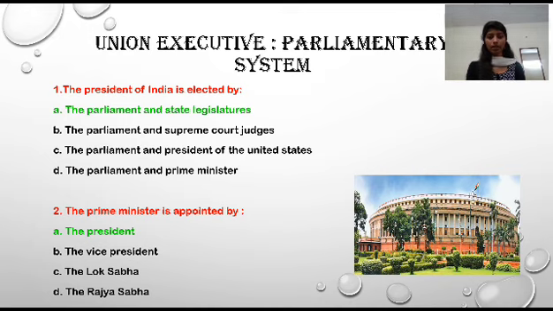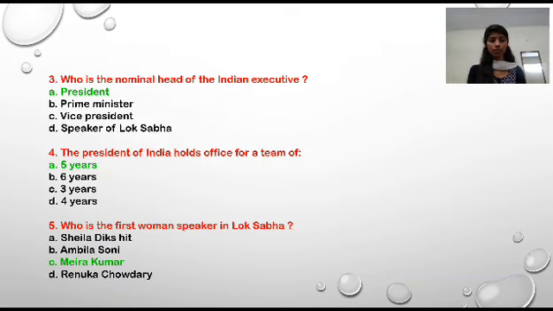The President of India is elected by the Parliament and state legislatures. So option A is correct. And the second question is, the Prime Minister is appointed by. The options are President, Vice President, Lok Sabha and the Rajya Sabha. The Prime Minister is appointed by the President. And the third question is, who is the nominal head of the Indian Executive? The options are President, Prime Minister, Vice President, Speaker of Lok Sabha. The President is the nominal head of the Indian Executive. So option A is correct.